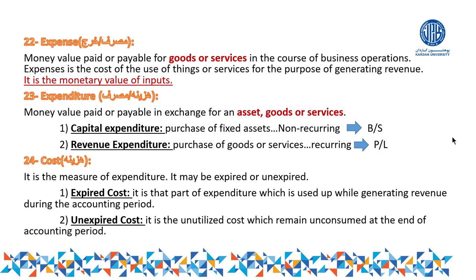Bismillah ar-Rahman ar-Rahim. In the continuation of accounting terminology, next one is 22, expense. Money value paid or payable for goods or service in the course of business operation is called what?